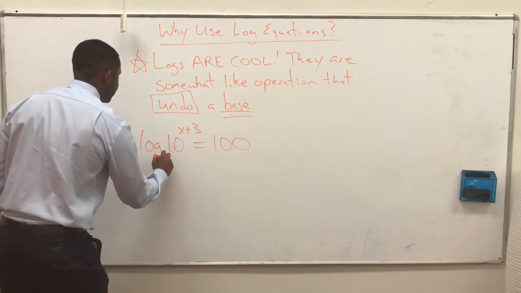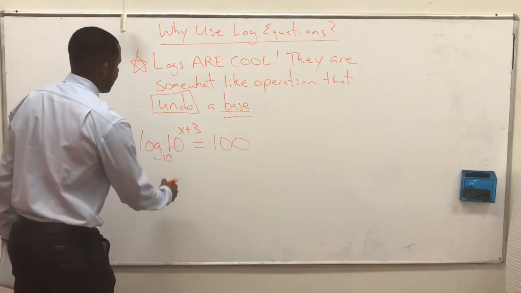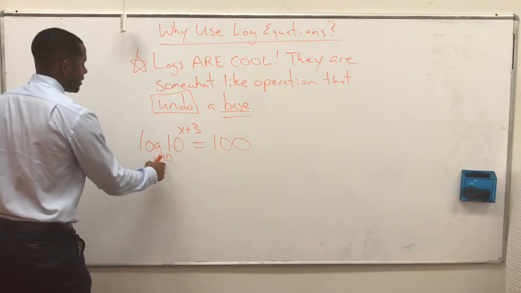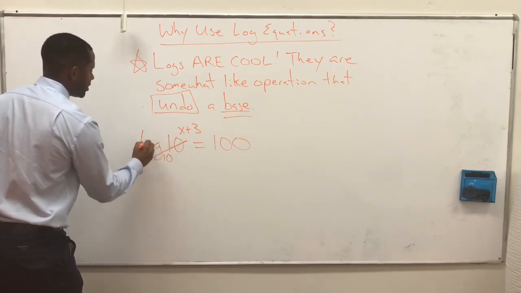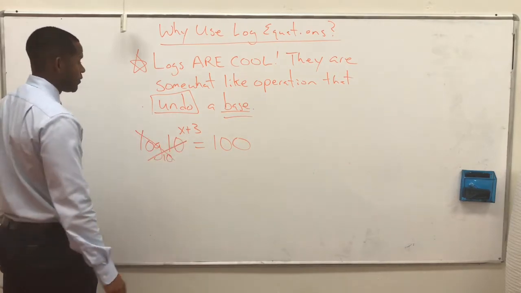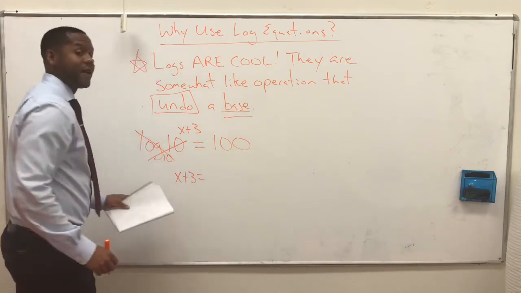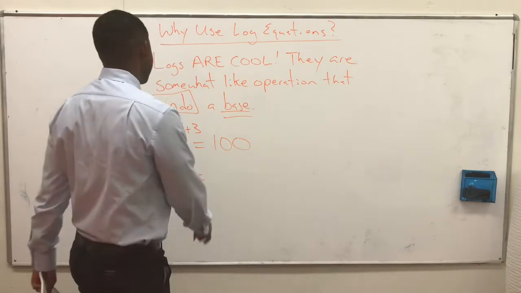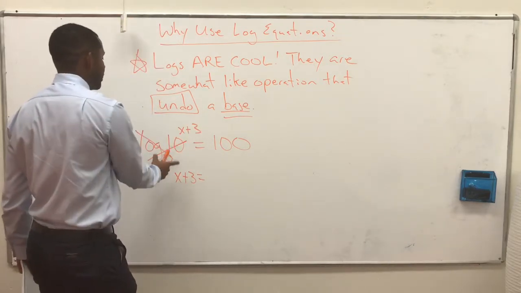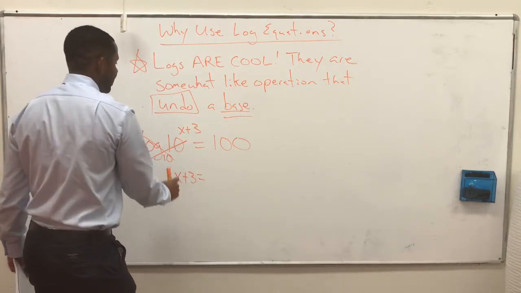So I can say log base 10 of 10. The key here is log base 10 of 10. Those cancel each other out. So I'm now left with this side with just x plus 3. That's what I want, because I can solve that. It's not in the exponent anymore. We've gotten rid of that base and we've brought it down.